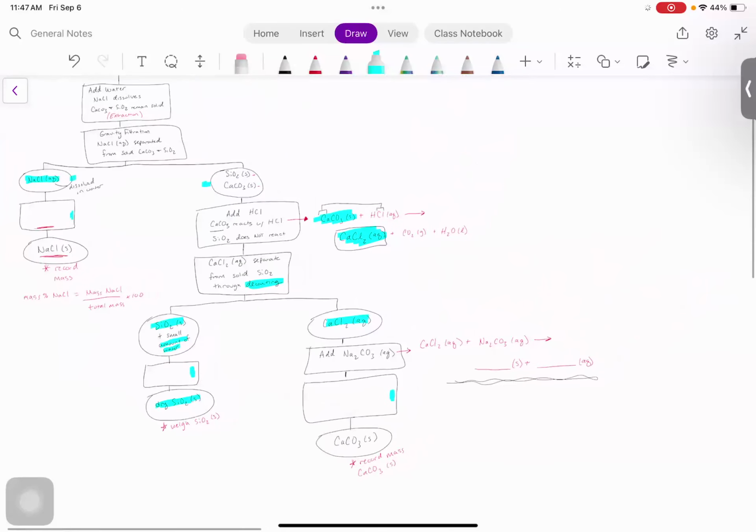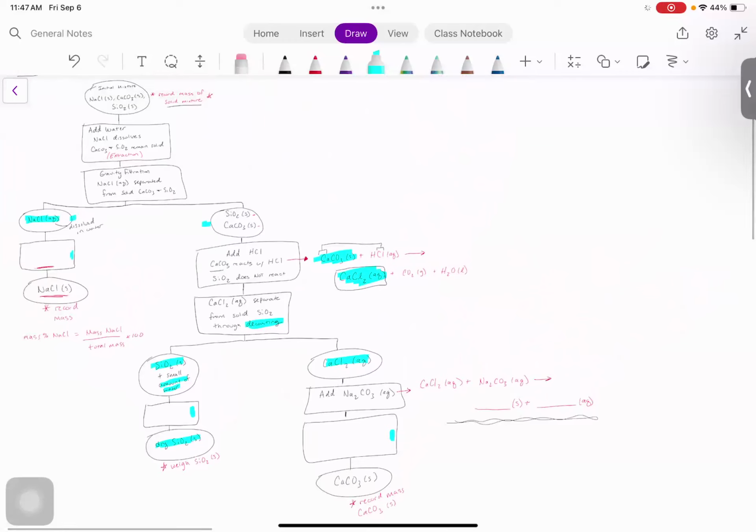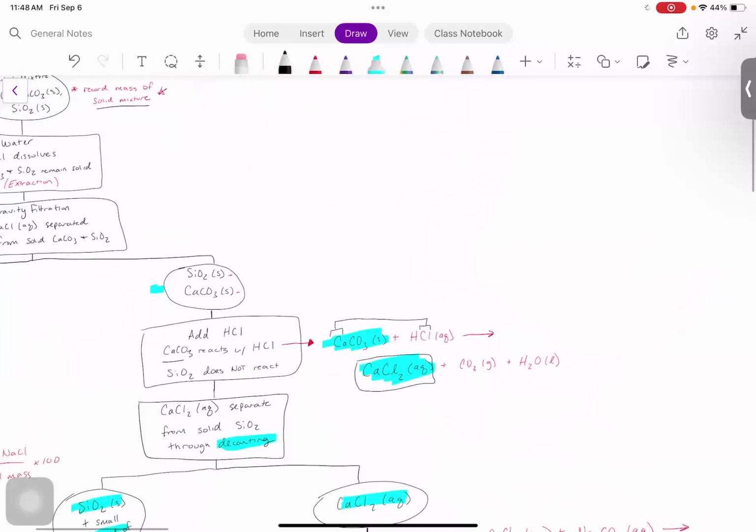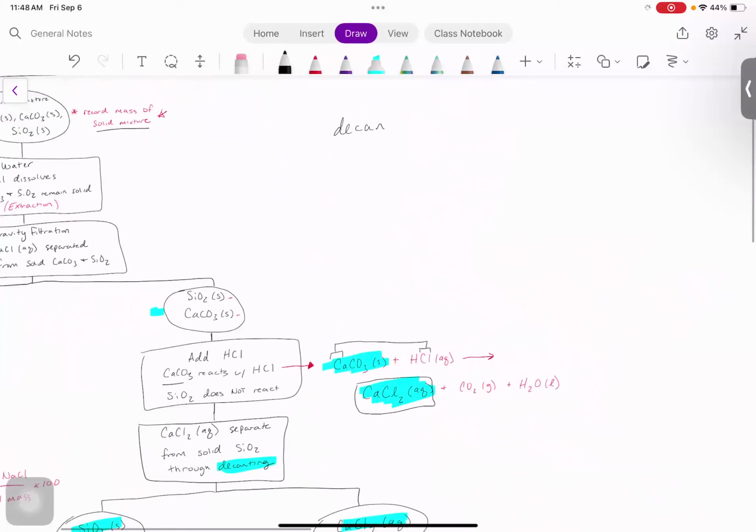So the flowcharts are really a nice, helpful way to organize your thoughts about the experiment so that you can understand what you're doing at each step and why. So in addition to this flowchart, each of these separation methods that you're going to use, so you're going to use decanting, you're going to use a gravity filtration, you're going to use a vacuum filtration, and you also use solid liquid extraction.